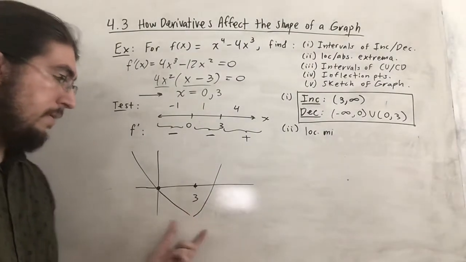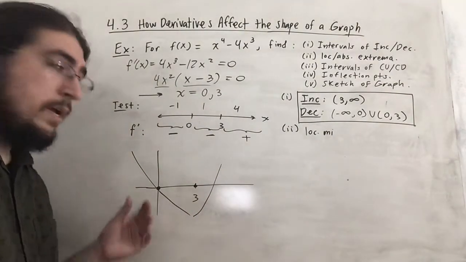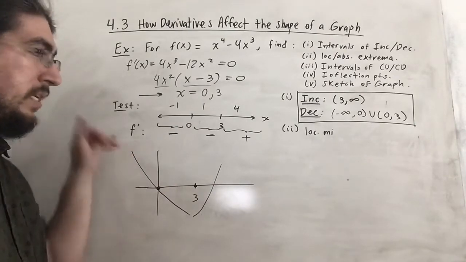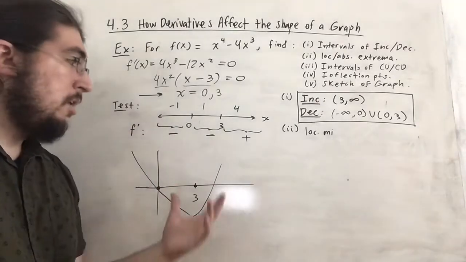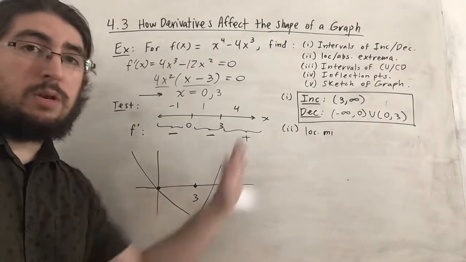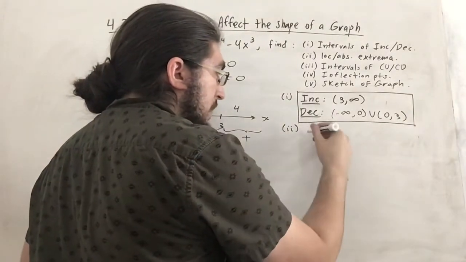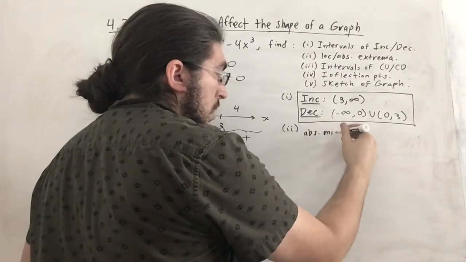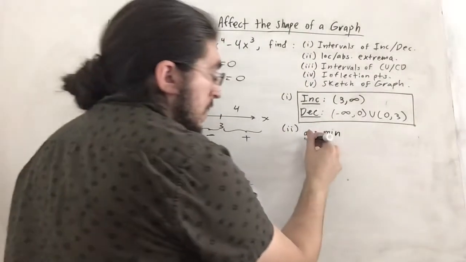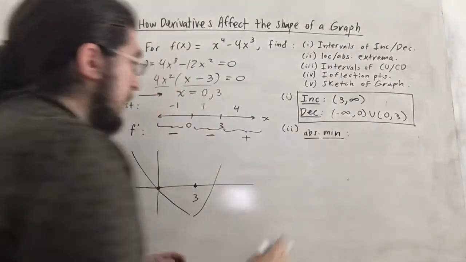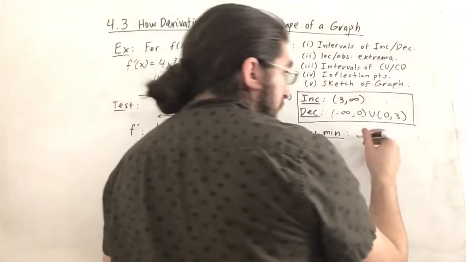Otherwise, there would be a point that would be lower, meaning that it would have to increase before this, but it was only decreasing before this. Or it'd have to decrease after this, but it's only increasing after 3. So in fact, this actually is an absolute minimum, not a local minimum. And that absolute minimum is at x equals 3.